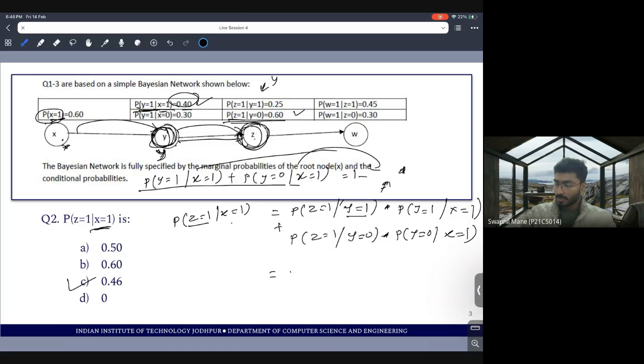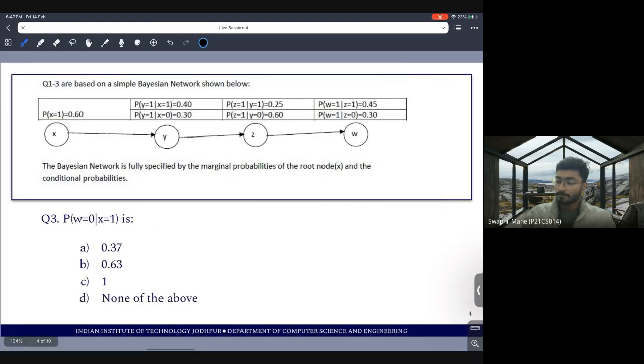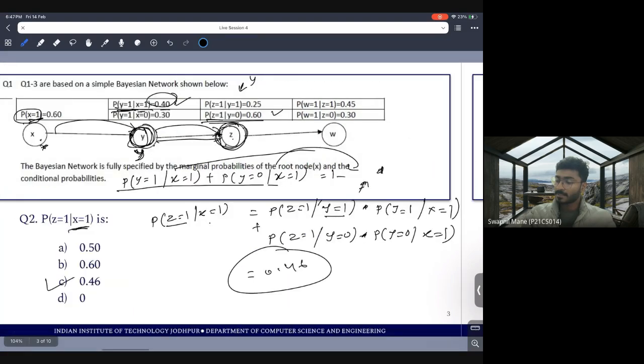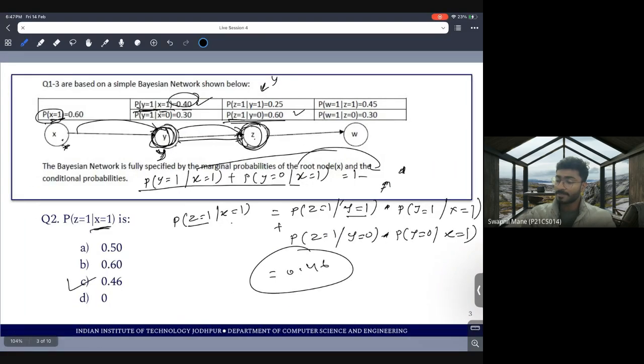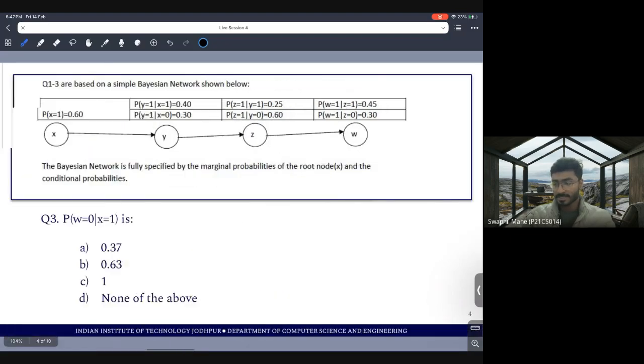Okay, so let's move ahead. So I hope you understood this question and the previous marginal probability question, how we can calculate the marginal probability and the conditional probability considering the previous nodes' condition. So considering that, can you please calculate the probability of w is equal to 0 given that x is equal to 1?